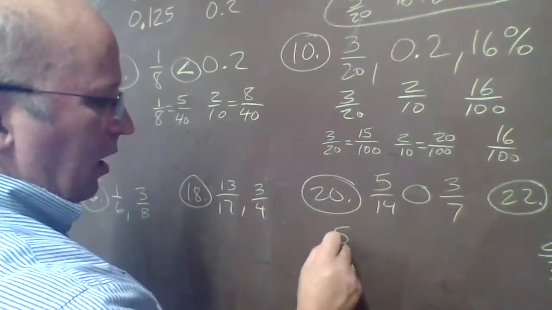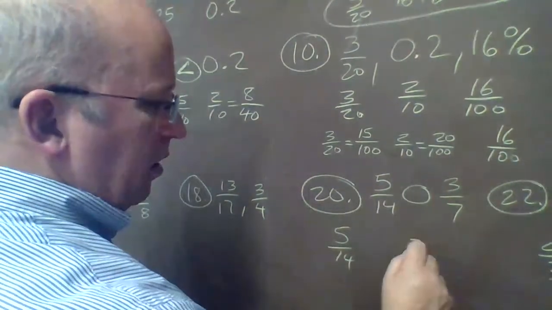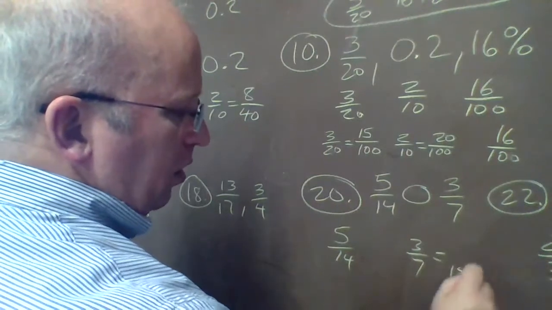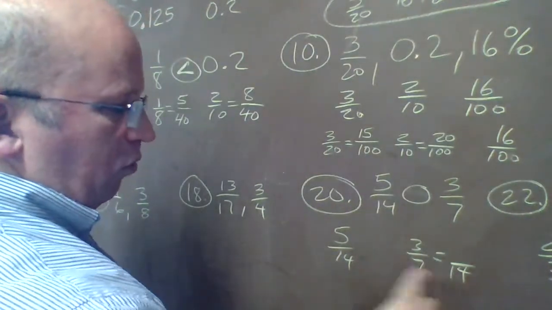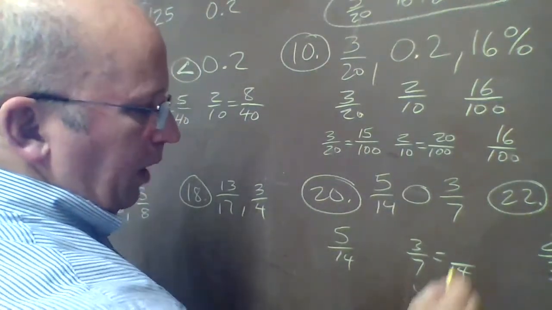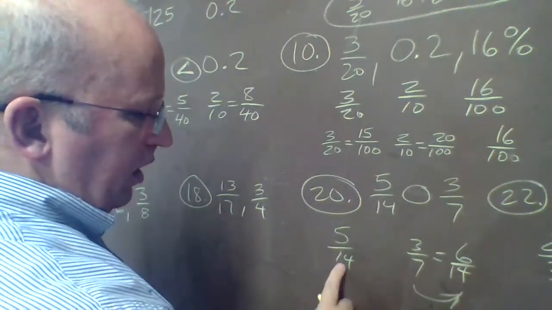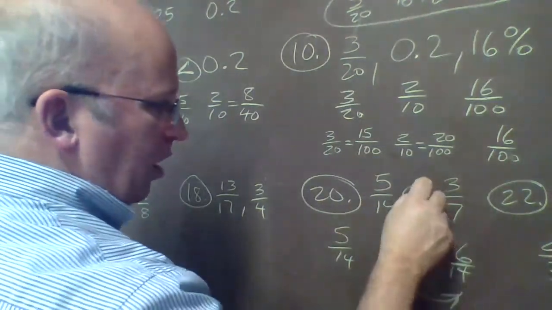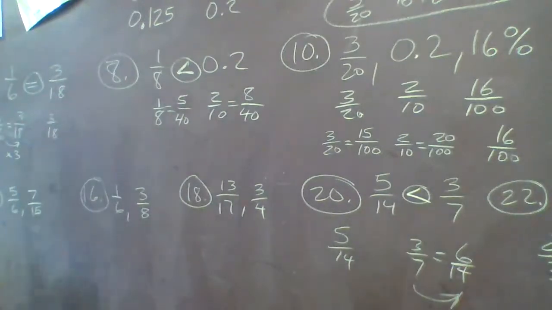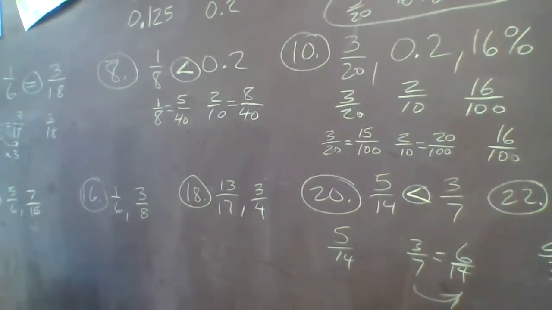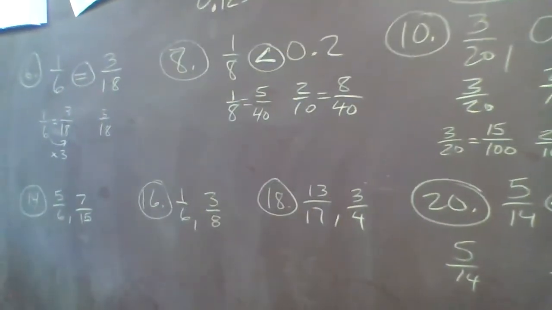How about 20? Oh, I think I need to change this one to 14ths to match this one. This is a times 2 pattern, so I get 6. 5 and 6, that's got to be less than symbol. 5/14ths is less than 6/14ths.